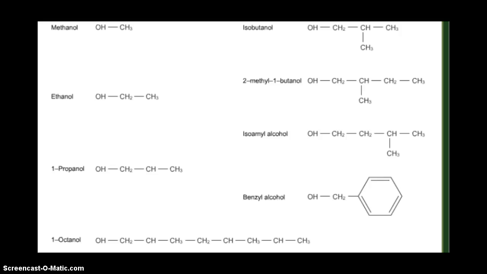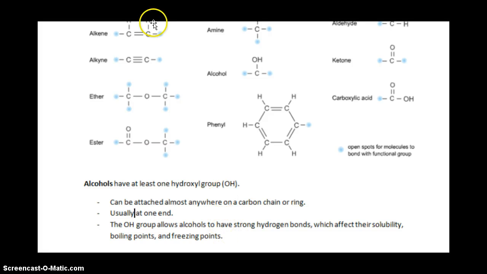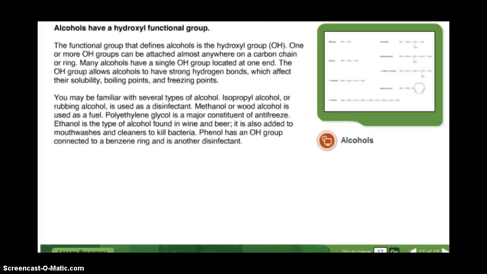And note, you're not expected to memorize all this. And so I added that alcohols have at least one hydroxyl group, can be attached almost anywhere on the carbon chain or ring, usually at one end. The OH group allows alcohols to have strong hydrogen bonds, which affect their solubility, boiling points, and freezing points.